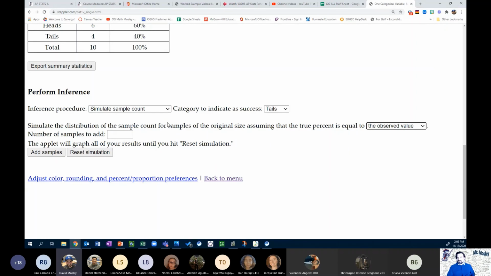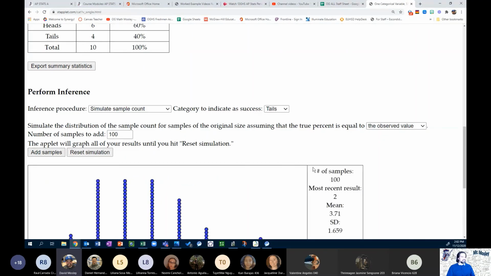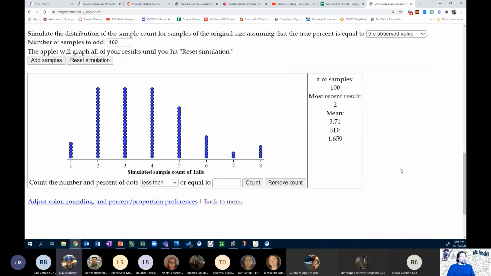The sample count was 10, so it's going to do out of every 10, how many things did we have? All right, and I'm going to add 100 samples. And we'll say add samples. And almost instantaneously, we get a dot plot showing the number of tails that occurred in each set of 10 flips of the coin. All right, so we did 100 samples, right? Our mean was 3.71, standard deviation is 1.659, right?